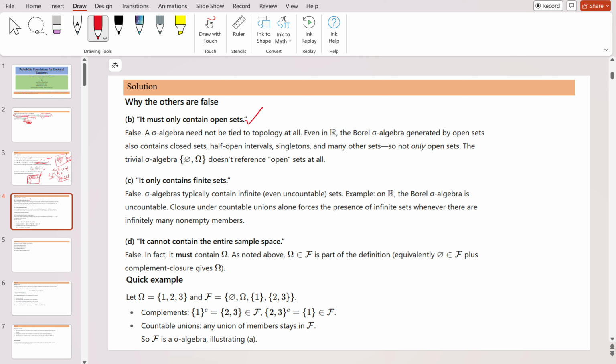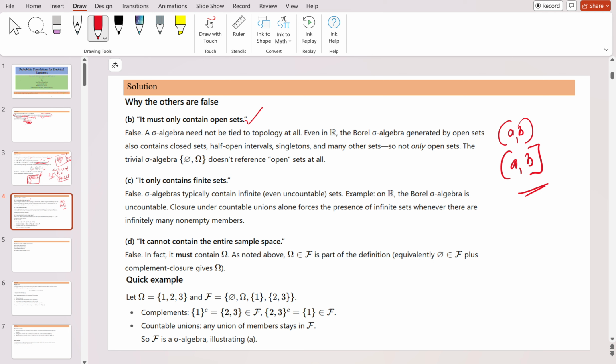Okay, so it means that the Borel sigma algebra, which is generated by the open sets, also contains the closed sets as well. If you see what we have seen here, like this A B set, it contains half-open intervals, closed sets, singleton sets, and maybe other sets as well. The trivial sigma algebra, phi and omega, doesn't reference the open sets at all.